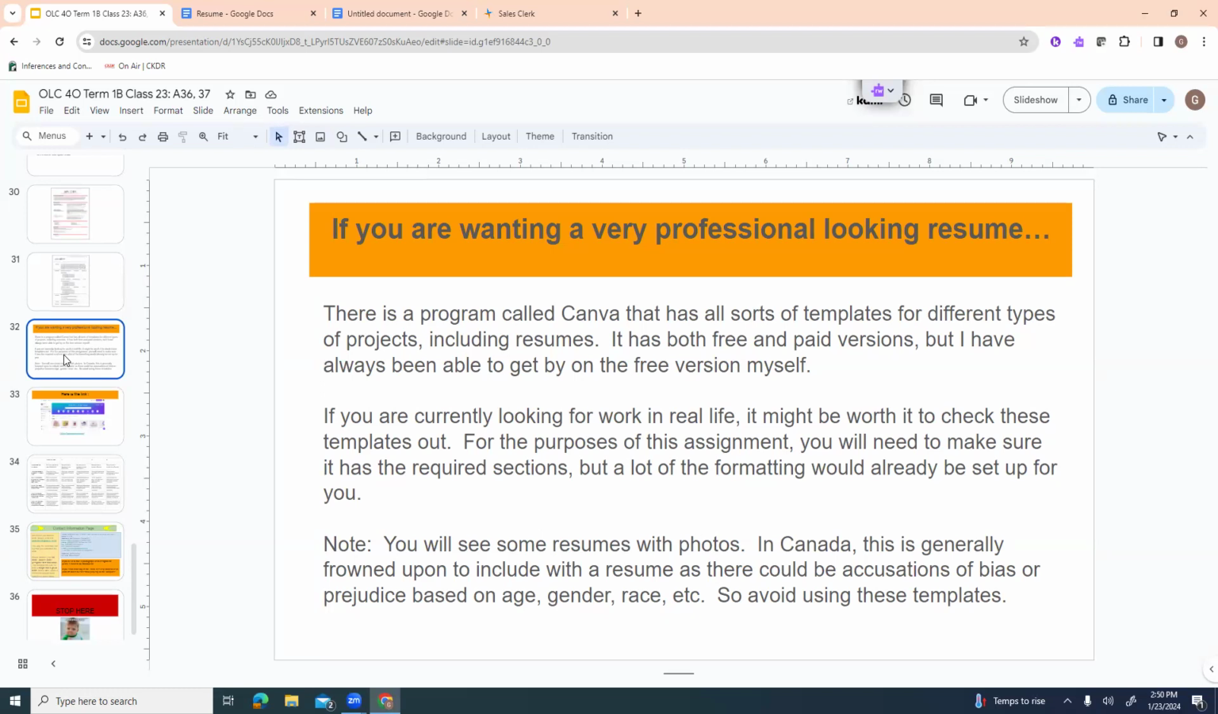The one thing to be careful of is you might see some resumes with photos. In Canada, I would never put my own photo on my resume. It's kind of frowned upon because people are always worried about accusations of bias or prejudice based on your age, your gender, or your race. So I would not use a template that includes your photograph because it's just not considered appropriate in Canada. The exception might be if you're applying for a job as a model or an actor or something where your looks would actually be relevant.